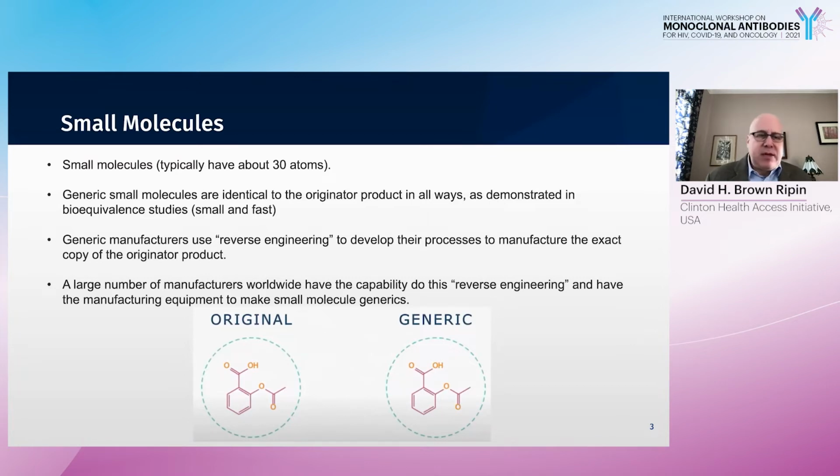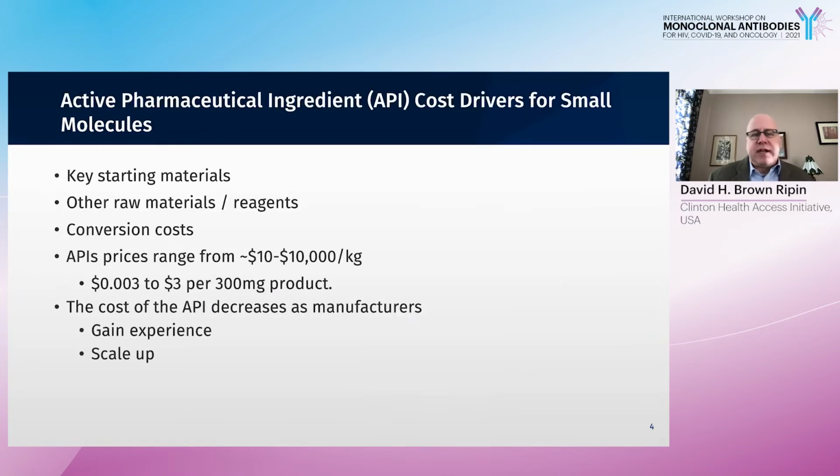Generic manufacturers typically will use reverse engineering in the literature to identify the process to make the copy of the originator product. And there are a large number of manufacturers out there who have this skill set. So if you look at the cost driver for a small molecule, the active ingredient costs are driven by generally the cost of key starting materials, which can frequently be petroleum or fermentation based. Other raw materials required, the cost of conversion combined with the overall yield of the product.